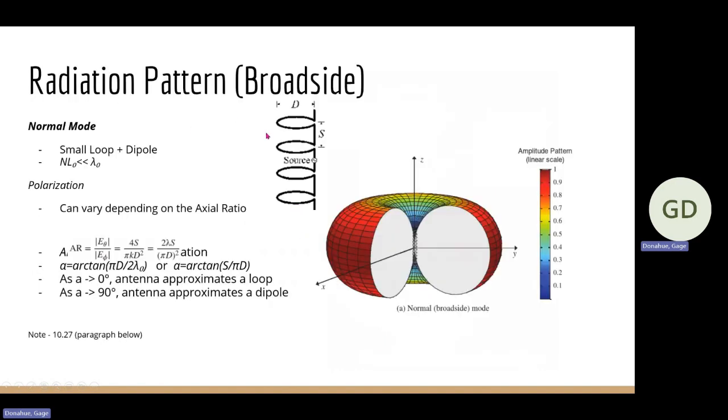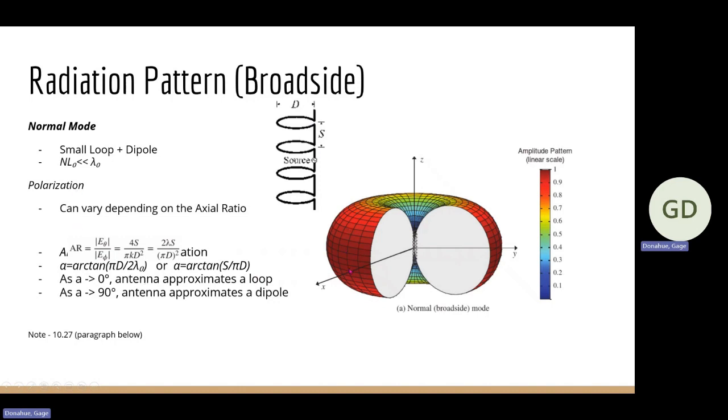We'll move on here to our radiation patterns. The broadside or normal mode can be approximated by a small loop plus a dipole. It's got the same radiation pattern of a small loop or a dipole. It occurs whenever your number of turns and the total length of the antenna are a lot smaller than your wavelength. Basically, as you shrink it down really tinily, it'll pretty much just act like a dipole or a loop, depending on the spacing.